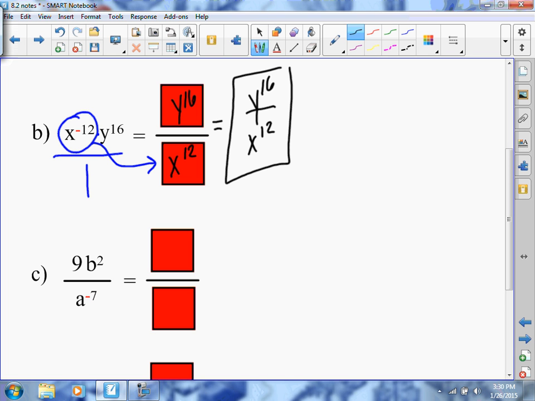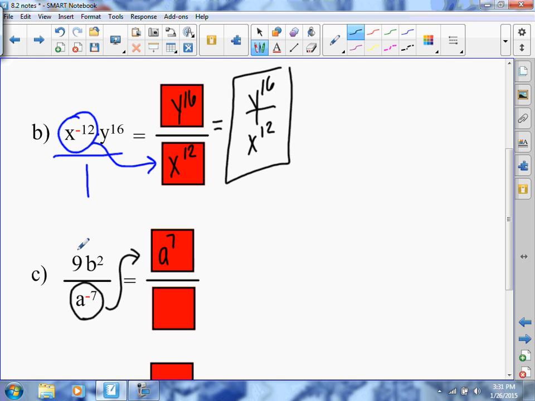Okay, part C now, I have 9 and b squared and then a to the negative 7. So this a to the negative 7, that's what I have an issue with. He's not supposed to be negative. We don't want negative exponents. He's bad. So we want to change him. So we're going to move him up to the numerator. And when I do that, he'll become positive. So I'll have a to the positive 7 in my numerator now.